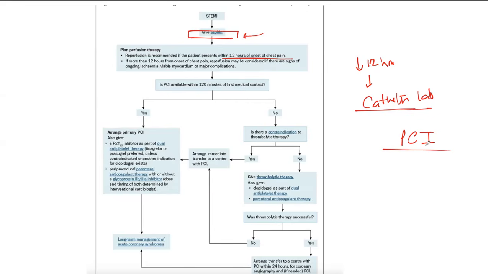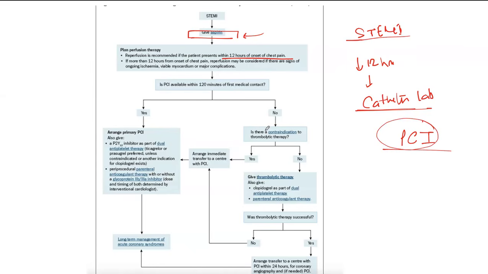Percutaneous coronary intervention, PCI. In a normal way, it is just putting a stent, but it has to be done straight away, as soon as possible in this group of patients. And remember, it is only indicated for ST elevated MI, not for non-ST elevated. So if the patient comes within 12 hours of onset of the chest pain, then we have the option of doing reperfusion, which is the percutaneous coronary intervention.